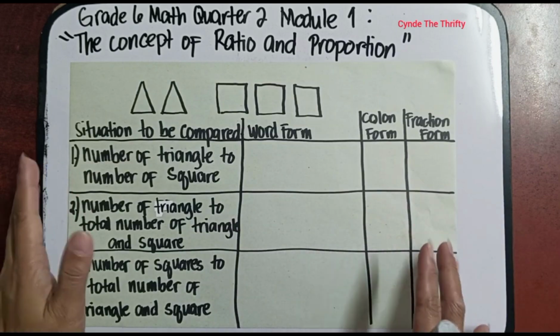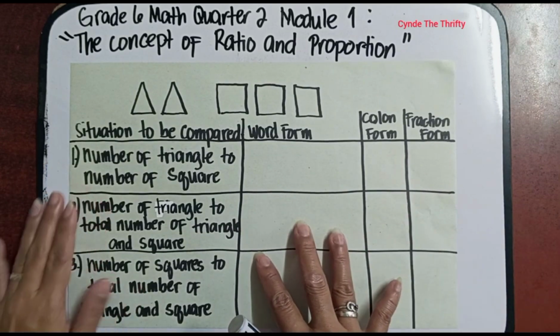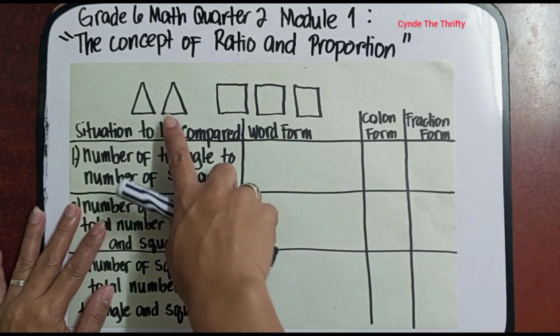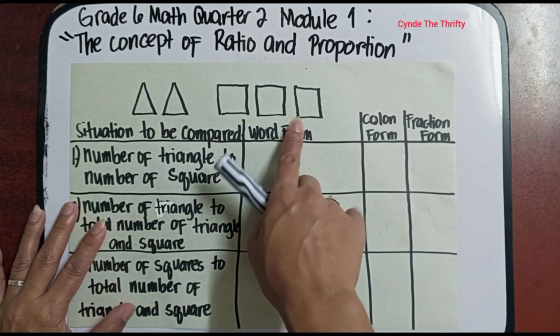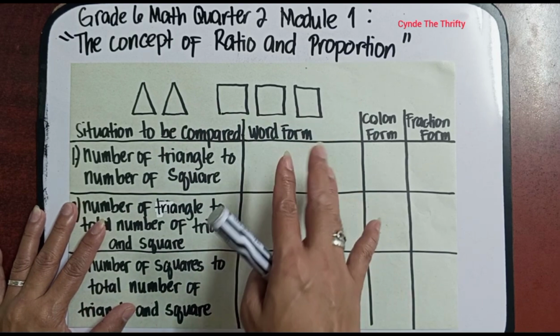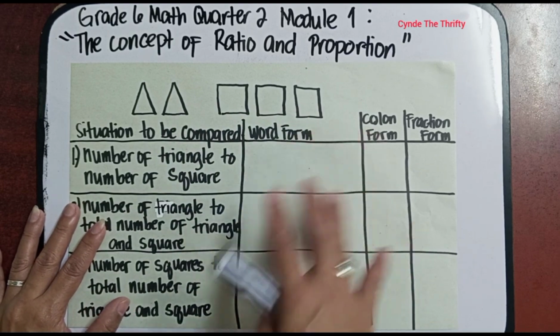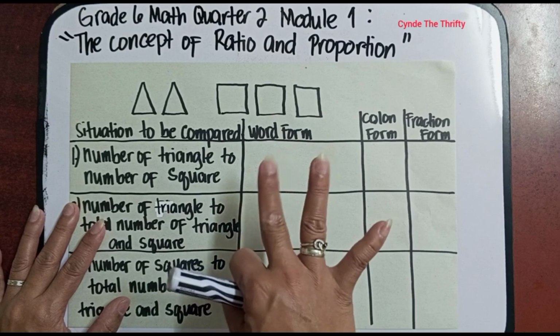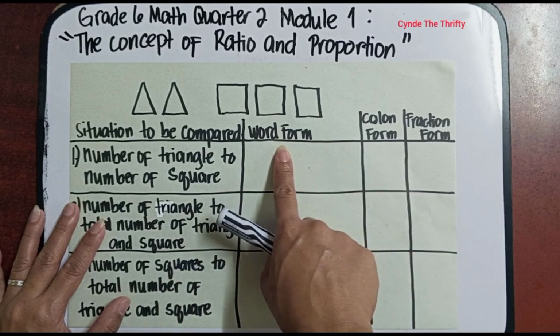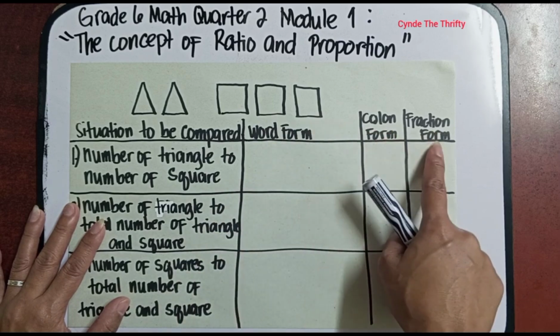Okay, so let's try to analyze these given sets of pictures. So, meron tayong dalawang triangle at tatlong square. So, give the ratio of what is being asked in three ways. So, ibibigay natin ang kanilang ratio sa tatlong pamamaraan. So, meron tayong word form, column form, at fraction form.